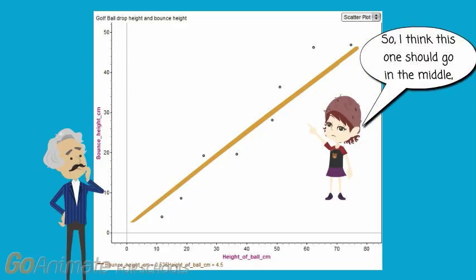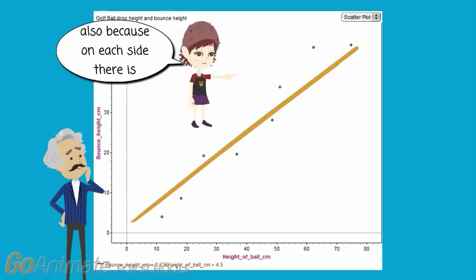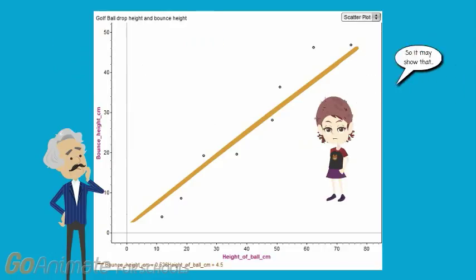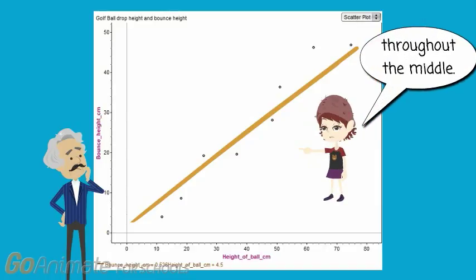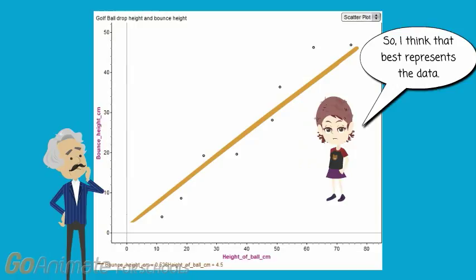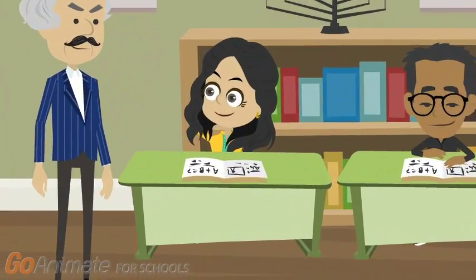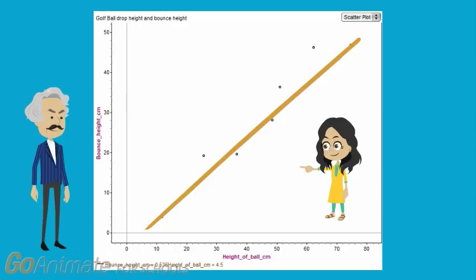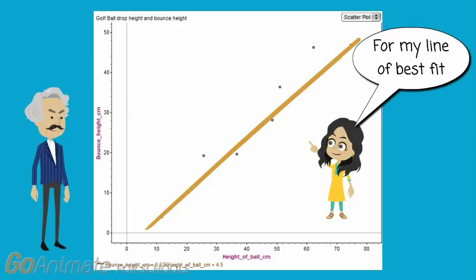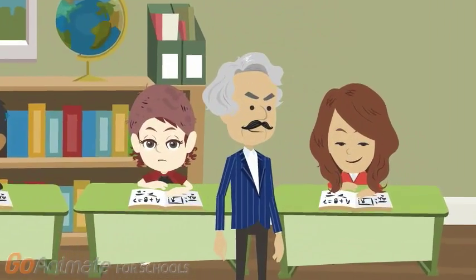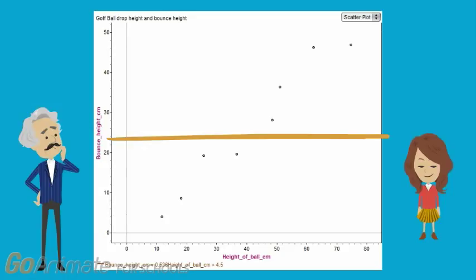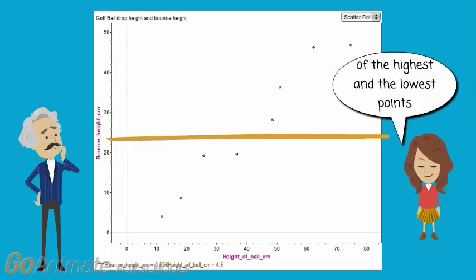So, I think this one should go in the middle, also because on each side there are 4 different points. So it may show the average bounce height versus the drop height throughout the middle. So, I think that best represents the data. For my line of best fit, I put the line through the first point and the last point. For my line of best fit, I think that the line should be in the middle of the highest and the lowest points because that's like the average.